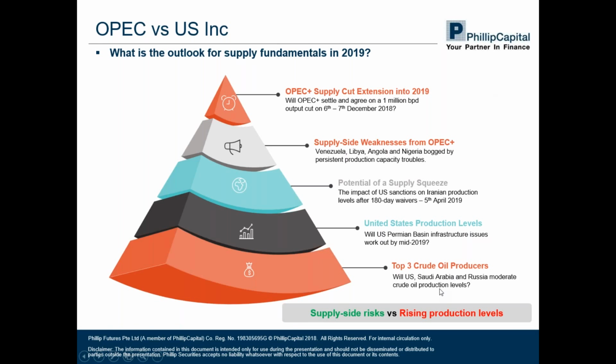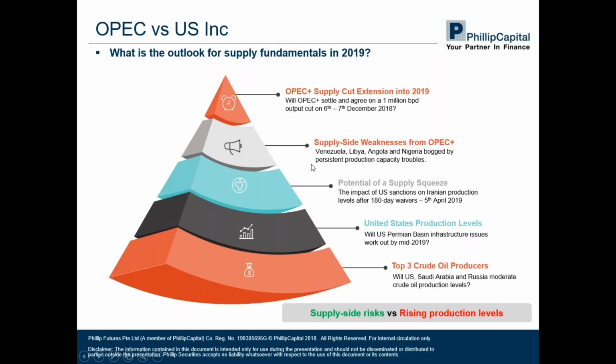It's basically existing supply side risk against rising production levels. By rising production, I'm actually talking about the United States, and for supply side risks, I'm talking about OPEC and OPEC plus. So the first key point we will discuss later is of course OPEC. We want to see, for the OPEC plus 1 million barrels agreement, will there be compliance on this issue?